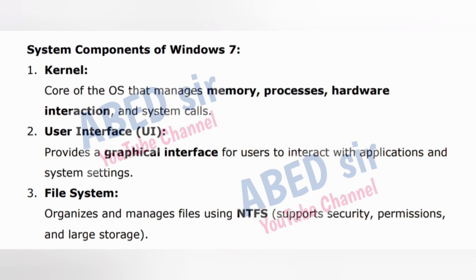System components of Windows 7. 1. Kernel. Core of the OS that manages memory, processes, hardware interaction, and system calls. 2. User interface (UI). Provides a graphical interface for users to interact with applications and system settings. 3. File system. Organizes and manages files using NTFS, supports security, permissions, and large storage.